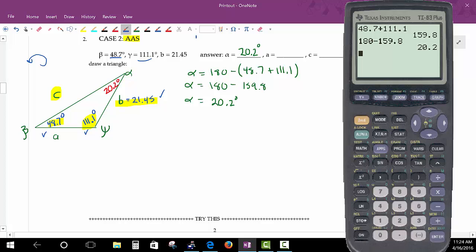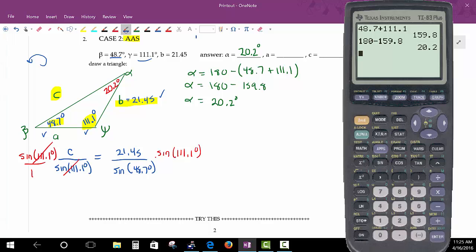All right, so what I'm going to do on law of sines, again, is I make a proportion up. I generally always put my unknown out of these four things in the upper right-hand corner. So I'm going to say C over the sine of the opposite angle is equal to side B, 21.45, over the sine of 48.7 degrees, and then I've got a proportion I can solve. So what I'm going to do is multiply both sides by the sine of 111.1 degrees on both sides, like this.